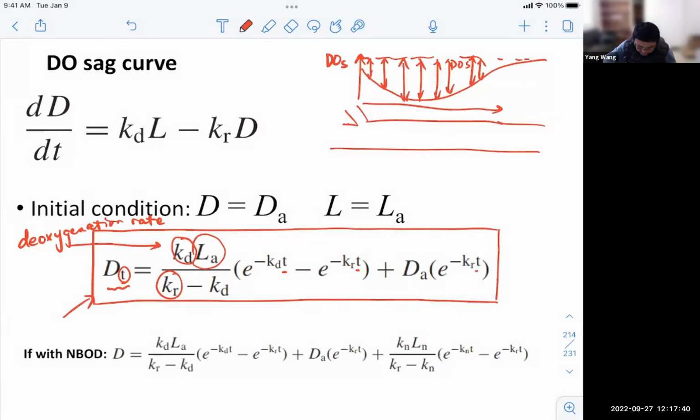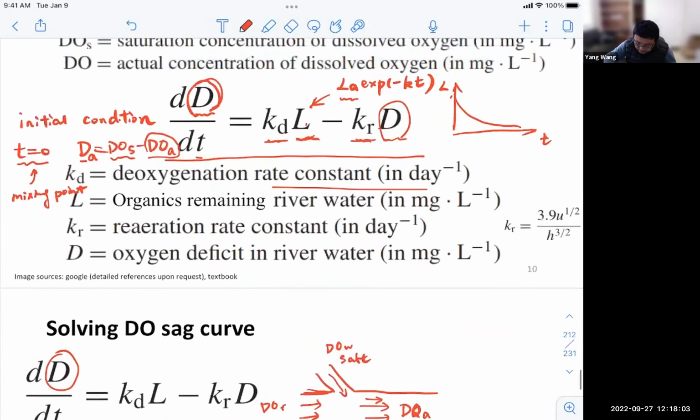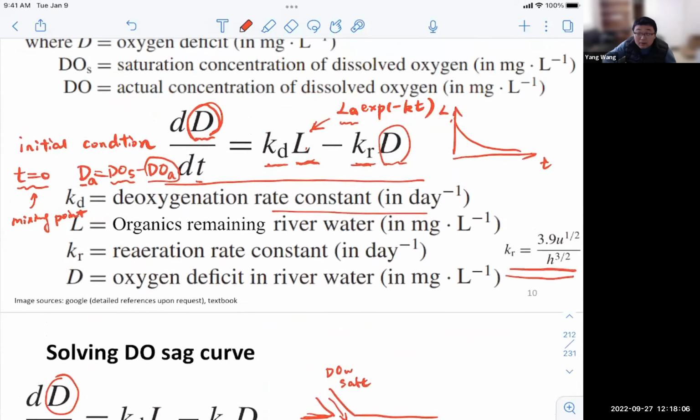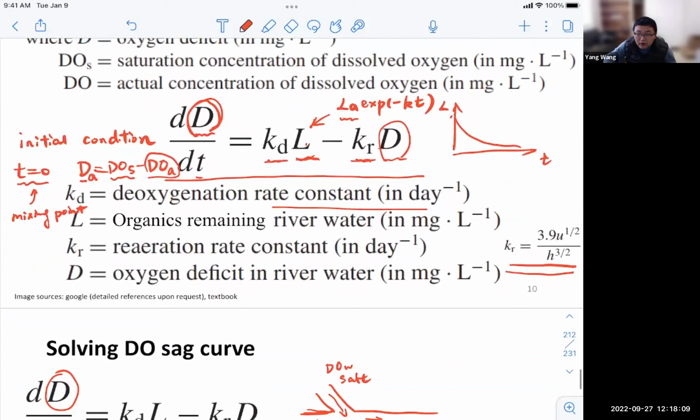Okay. So one thing that I didn't mention is that basically for the deoxygenation rate, it just depends on the bacteria, on what type of bacteria is in the environment. But for this reaeration rate, it really depends on the process, or it really depends on the river. So there's an equation to determine that, which is shown in here. Okay. So the Kr is dependent on the river velocity and the depths of the river.